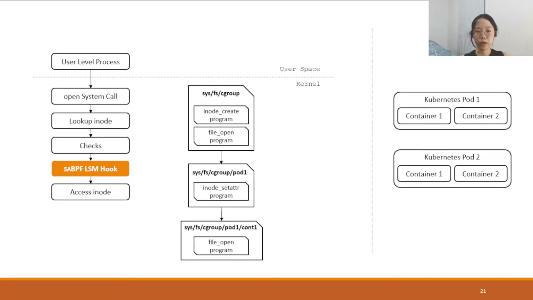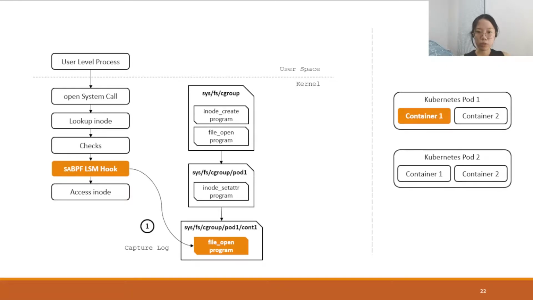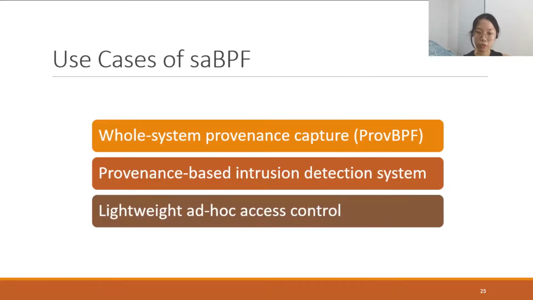This means that when the file open hook is triggered, it doesn't just invoke all the eBPF programs attached to the hook. Instead, it will check the cgroup membership of the current task that triggered the hook. Let's say the cgroup membership of the current task is pod 1, container 1. So that will only invoke the eBPF program in that container. And because we're using cgroup namespace, saBPF follows the rule of cgroup hierarchy too, meaning the child cgroup inherits programs from the parent cgroup. So the file open program in the root cgroup in this case gets invoked in the context of the current container too.